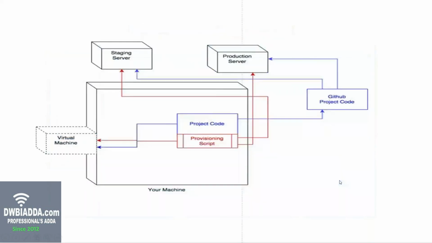Now here is the conventional layout of how the project code passes through different stages. Here we have the project code, and here we have the provisioning script. Through the provisioning script, we can pass on the code to various stages. If we want to pass on the code to a virtual machine, we can do that. Or in case we want to store the code, we can store the code in GitHub. And also in case we want to deploy the code from GitHub to the production server, we can do that. Or we can directly deploy the code from the main source using the provisioning script to the production server. Also, the same can be applied to the staging server too.